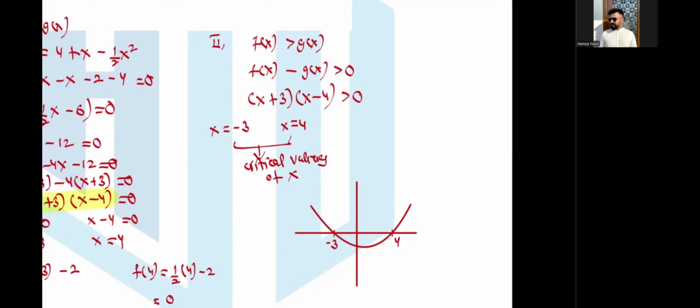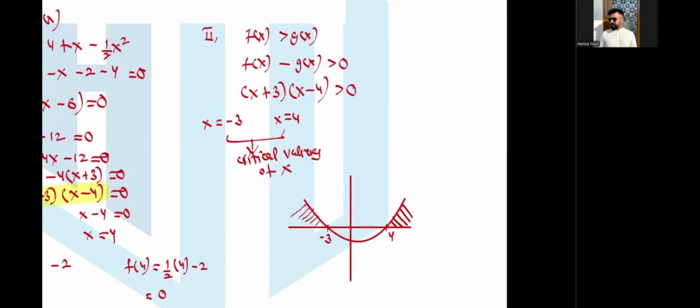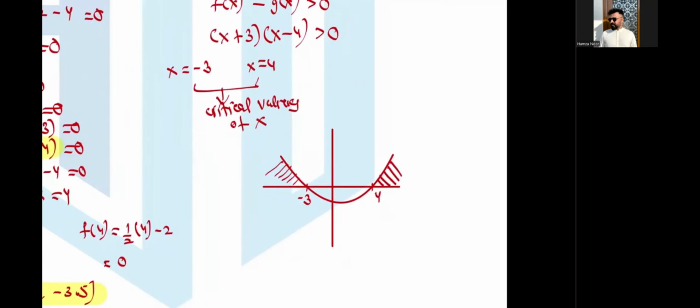And since the inequality is greater than 0, the region we want is the part of the quadratic graph which is above the x-axis. So according to our shading and observation, we can say that x is either below minus 3, or x is greater than 4. This is basically the quadratic inequality solution. x is below minus 3, comma, x is greater than 4.